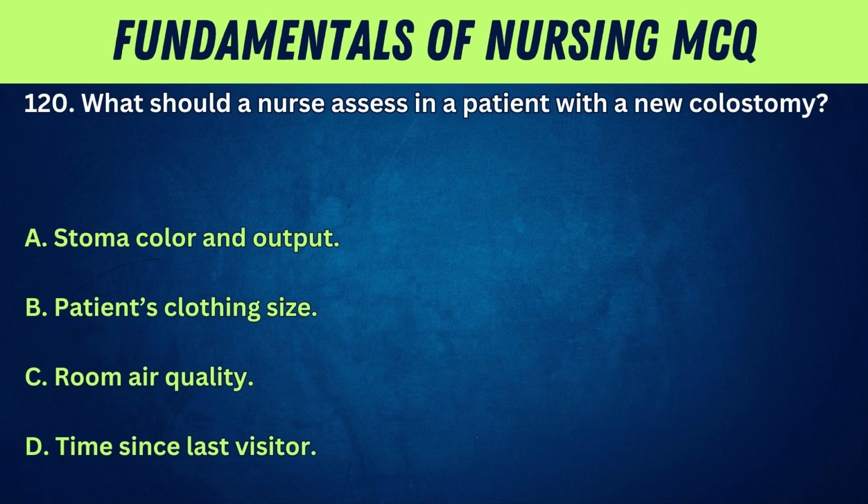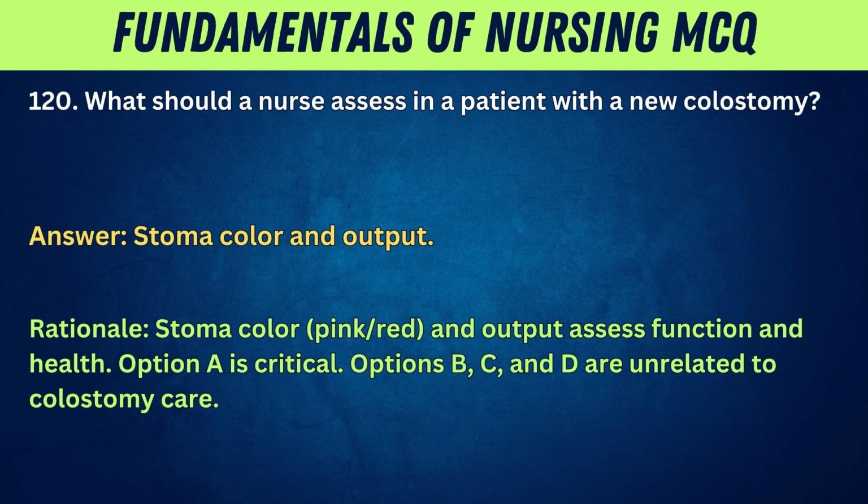120. What should a nurse assess in a patient with a new colostomy? A. Stoma color and output. B. Patient's clothing size. C. Room air quality. D. Time since last visitor. Answer: stoma color and output. Rationale: stoma color, pink/red, and output assess function and health. Option A is critical. Options B, C, and D are unrelated to colostomy care.